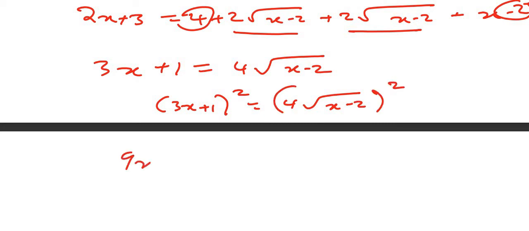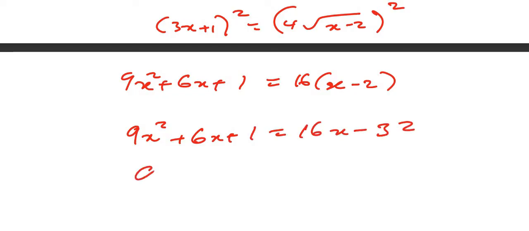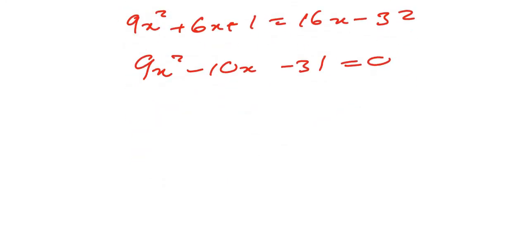3x plus 1 squared is equal to 4 root x minus 2, squared. This here will give us 9x squared plus 6x plus 1. This side will give you 16 times x minus 2. So this is going to give us 9x squared plus 6x plus 1 is 16x, then minus 32. Then 9x squared, this comes to this side to be 10x. It's going to be 31 is equal to that. Yeah, so this is what we are getting.